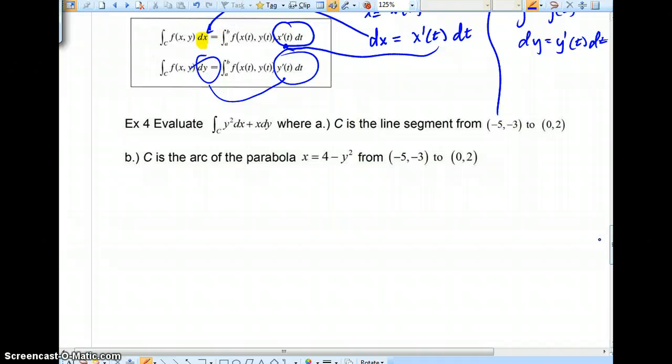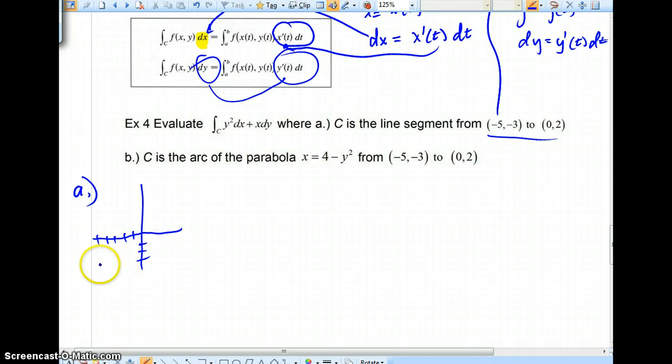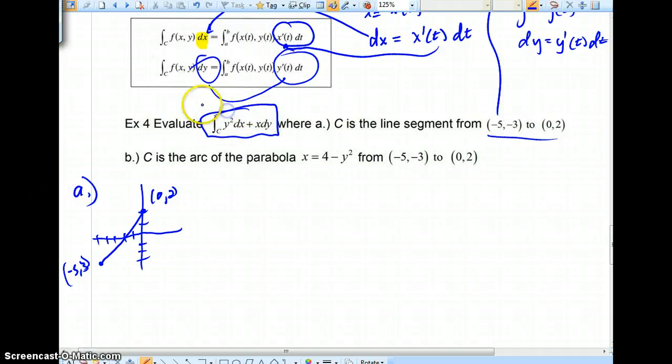Let's take a look at our last example, number 4, and at least begin to set it up. Now look, we have two different parts. It says, evaluate this line integral. But we're going to go from 1, 2, 3, 4, 5 steps to the left, down 3. That's over here. And it's a line segment going to 0, 2. And we could say, well, here we have it. Just a plain, simple line segment. Could we evaluate this line integral?